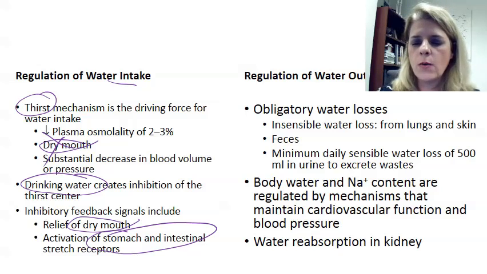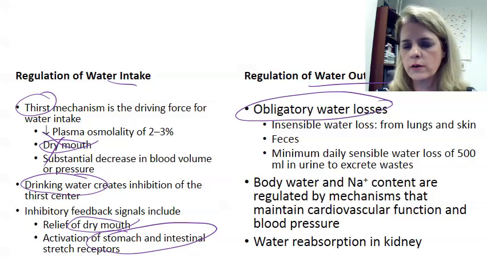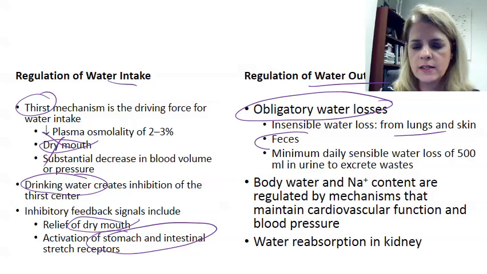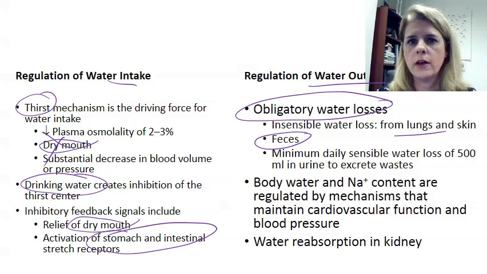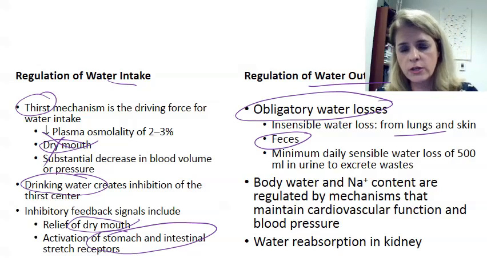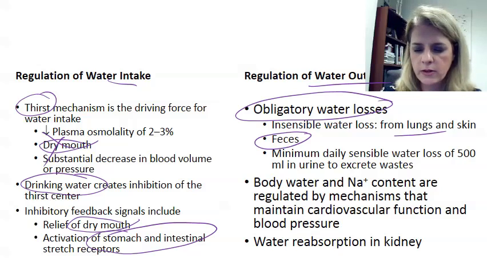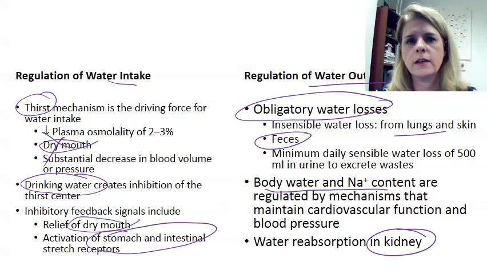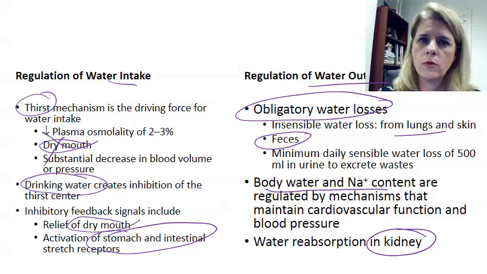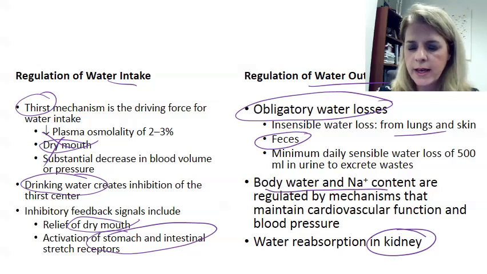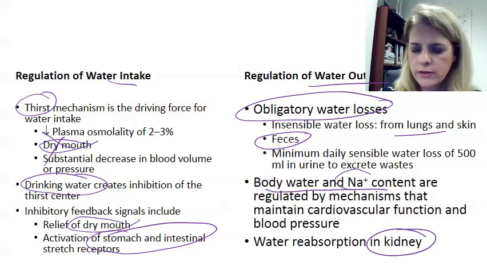All right. So how do we get rid of water? Well, again, some of it we can't control. So we're going to lose water through our lungs and skin. Feces, again, that's not going to change much unless you're sick or constipated or have diarrhea. So mostly how we change how we get rid of water is based on what our kidneys do, okay? And so body water and sodium content are going to be regulated by our kidneys. If we need to get rid of more water, we're going to urinate more. If we need to hold on to more water, we're going to urinate less. And this can be driven by how much water and sodium we have in our body.